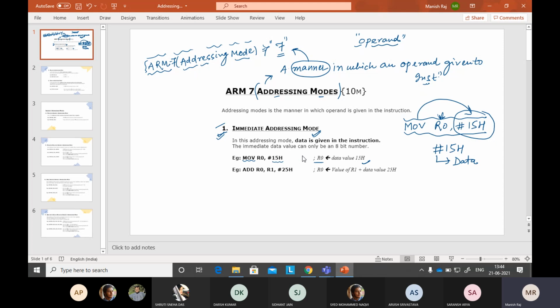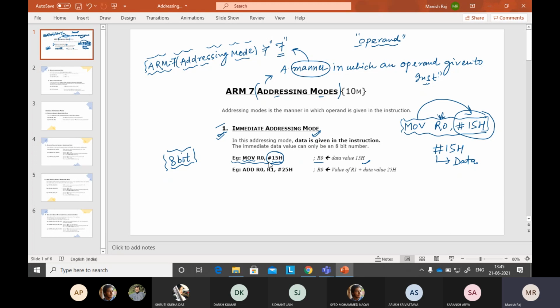Is it clear? This part is clear? This example is clear to you? Very easy. Hello? Yes or no? Come on. Yes, sir. Okay, but remember one thing. When you are dealing with this type of instruction, always remember you can deal with 8-bit data only. This is the main part for ARM processors. You can directly deal with the data of 8 bits only.